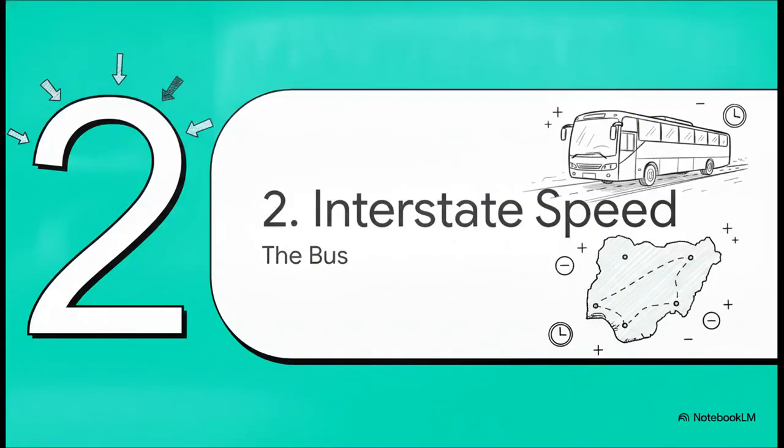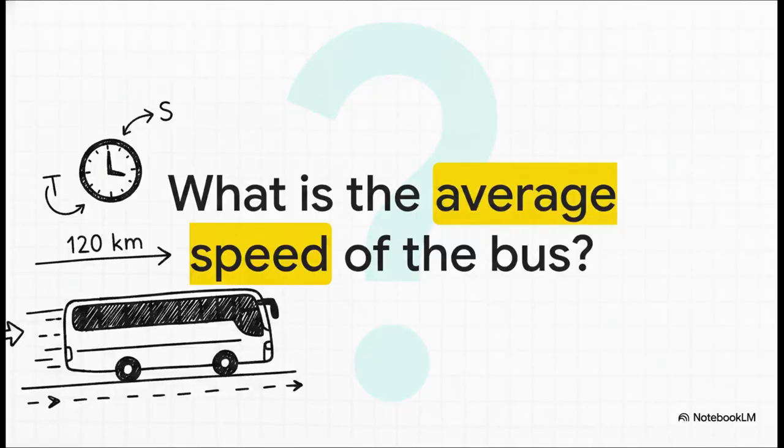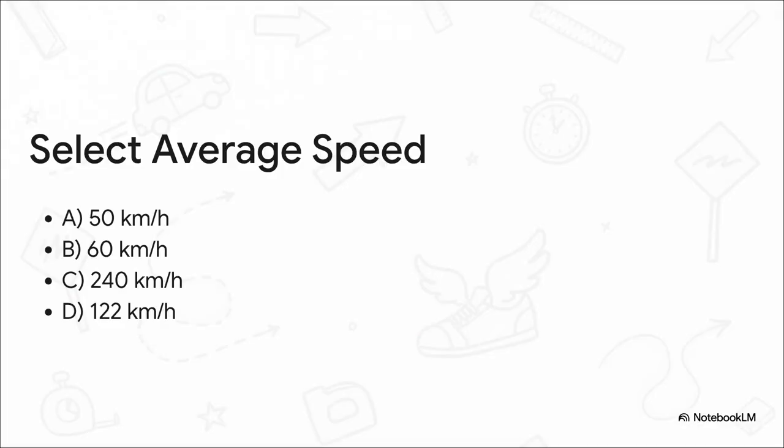Section 2, interstate speed. For this one, we're taking the bus. We're going to start the first leg of our mathematical journey on a long-haul bus trip right across Nigeria. Here's the specific scenario. An interstate bus travels from Lagos to Ibadan, and it covers a distance of exactly 120 kilometers. Now, if this journey takes exactly 2 hours from start to finish, what was the average speed of the bus? I want you to mentally highlight those key details for a second. 120 kilometers of distance in 2 hours of time. We've got two pieces of the puzzle. We just need to find the third.